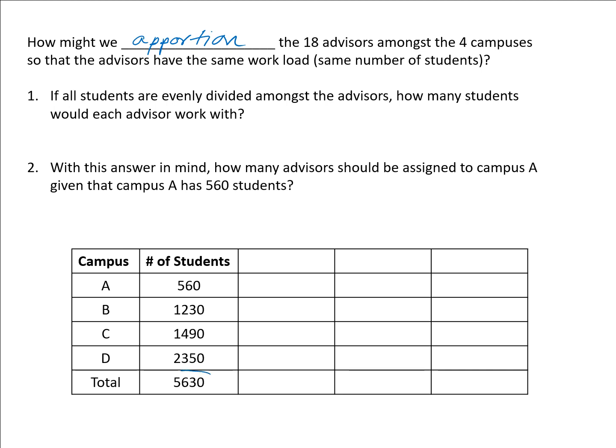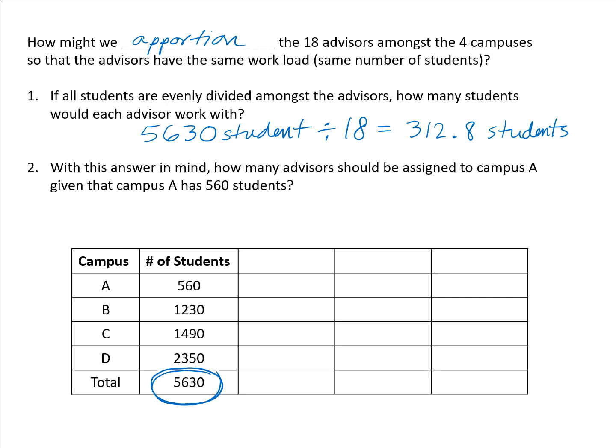Well, what we want to do there is look at all the students, that total, 5,630 students. If we divide those among the 18 advisors, that will tell us, if we wanted it to be even among advisors, how many students we would have. Doing that division, we get 312.8, and I'm rounding there. It comes out to 0.7, etc., but I'm rounding up, students per advisor.